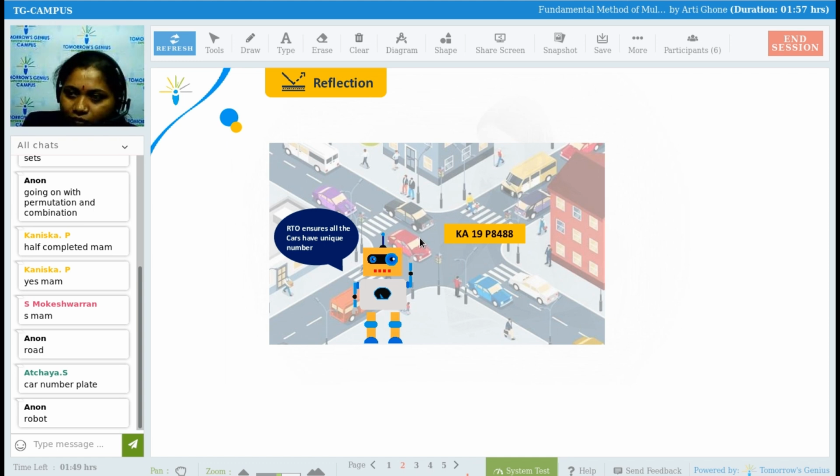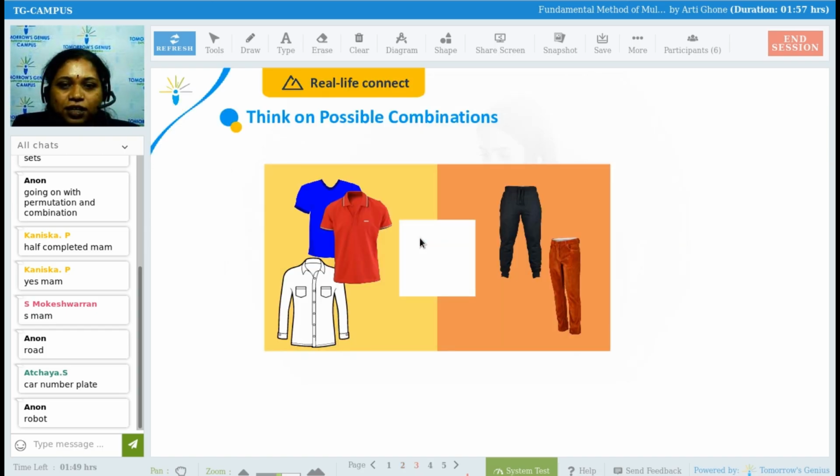Clear? Okay, so this is what I am observing in the picture. Now, like KA 19 P 8488, this is the number. That is given as an ID, but this is about the reflections. Now think about possible combinations. Now here no permutation is there. Here it is combinations, because the difference between permutation and combination we are going to see in depth in the next lecture.